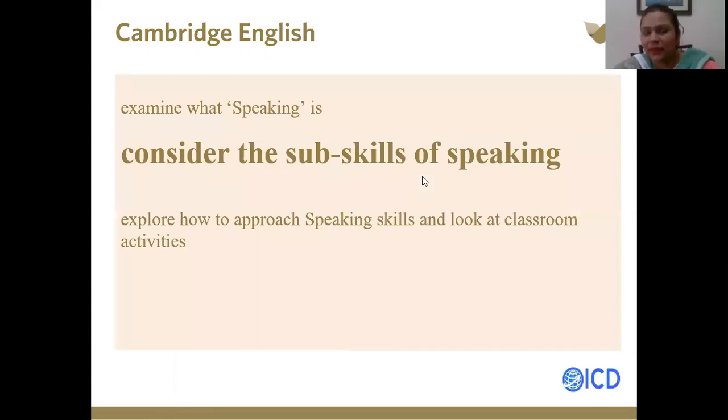to the next step. Consider the sub-skills of speaking. So what are those sub-skills? Anybody can tell me what comes into your mind when we talk about the sub-skills of speaking? I hope all of you have been teaching and you have your good responses. What do you think the sub-skills of speaking are? Accent, okay.